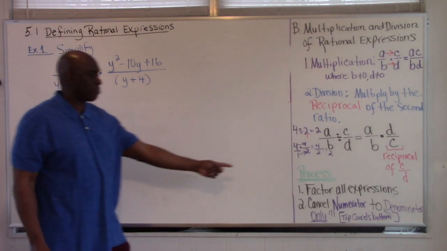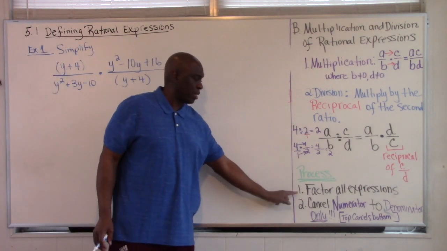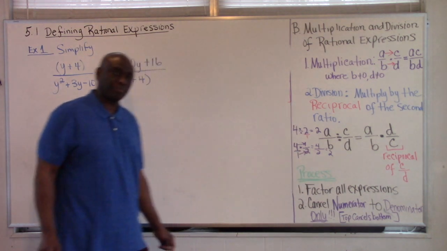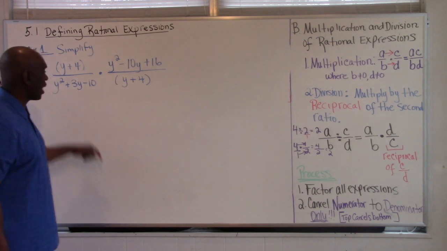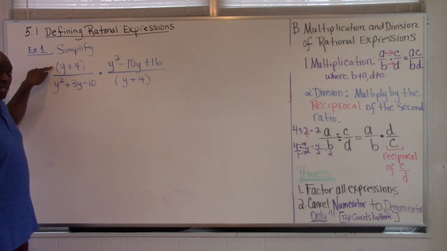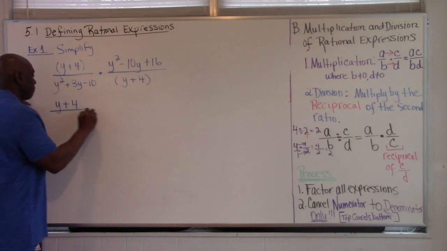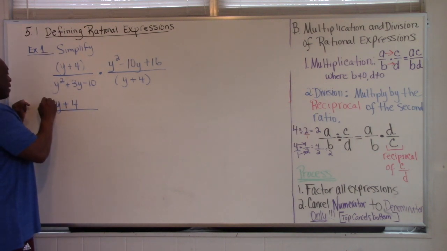Well, follow the two steps right here. Step 1, factor all expressions. So first start with our numerator and the first ratio. y plus 4, it's already factored. Just rewrite it like this. y plus 4. Done. Divided by.